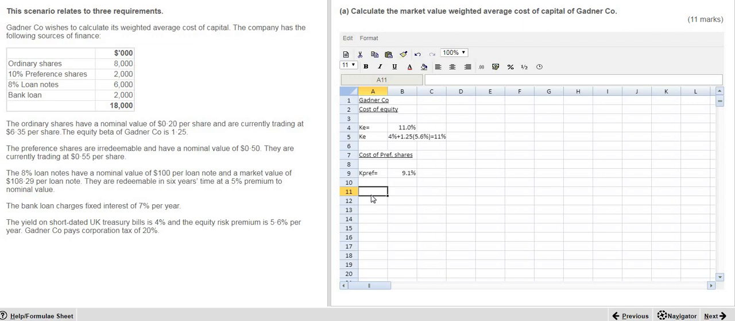We need to do IRR to get our cost of debt. So let's use IRR in getting cost of debt. Here it's a little bit tricky, so you need to be very attentive when I'm solving this part. So I'm going to say cost of debt. Okay, so this is the loan note.